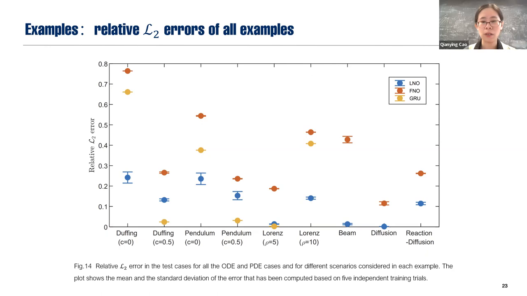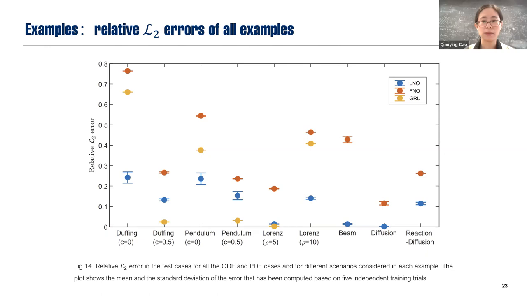However, GRU is more accurate than LNO when the damping term is introduced. For the linear Euler-Bernoulli beam and the diffusion equation, LNO's exact representation of the pole-residue formulation yields significantly better results than FNO. For the nonlinear PDE, LNO's errors are smaller than those of FNO, demonstrating the effectiveness of using system poles and residues as network parameters for operator learning.